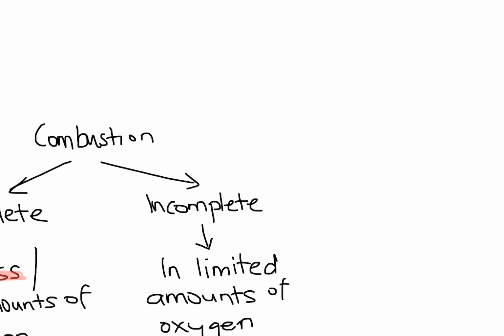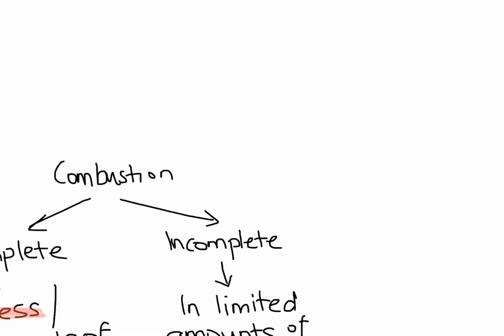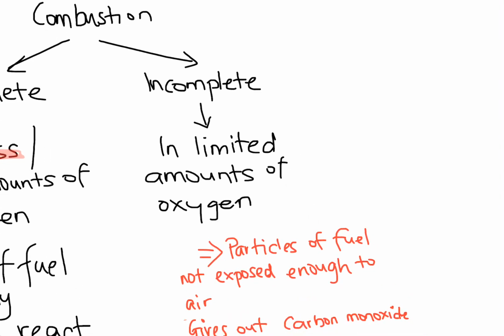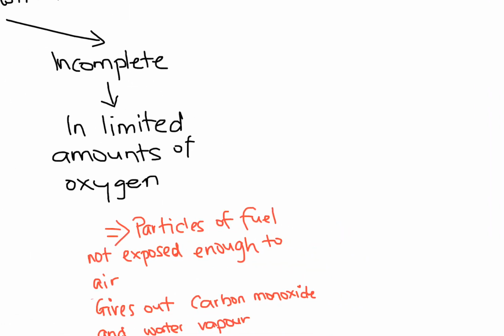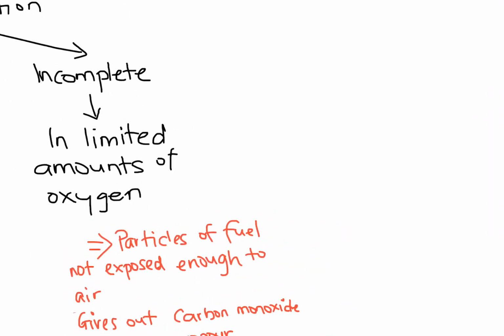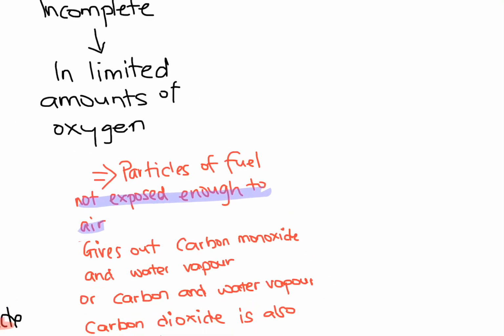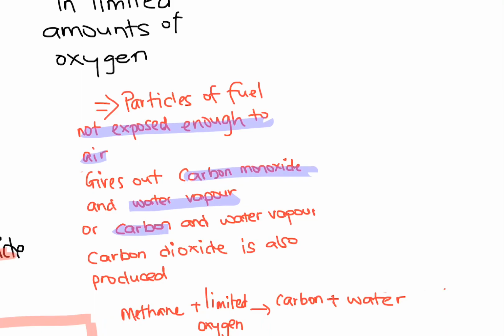But if there is incomplete combustion, it means that there is not enough oxygen for it to burn the whole substance, which means that the particles of the fuels are not exposed enough to air. So when particles of fuel are not exposed enough to air, it gives out carbon monoxide and water vapor, or carbon and water vapor. But carbon dioxide is also usually produced. Let's see this through a video.